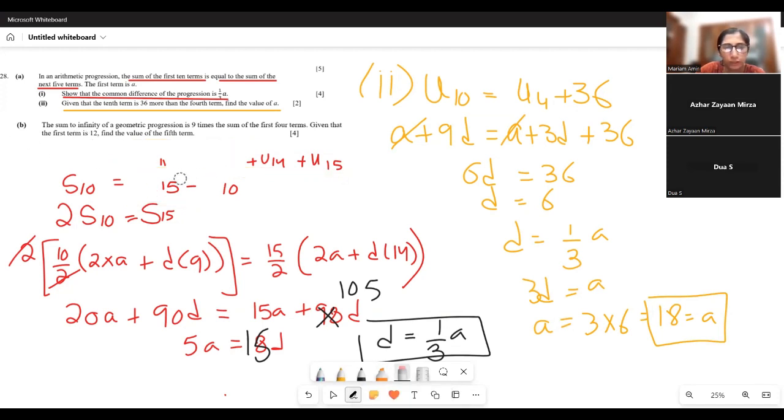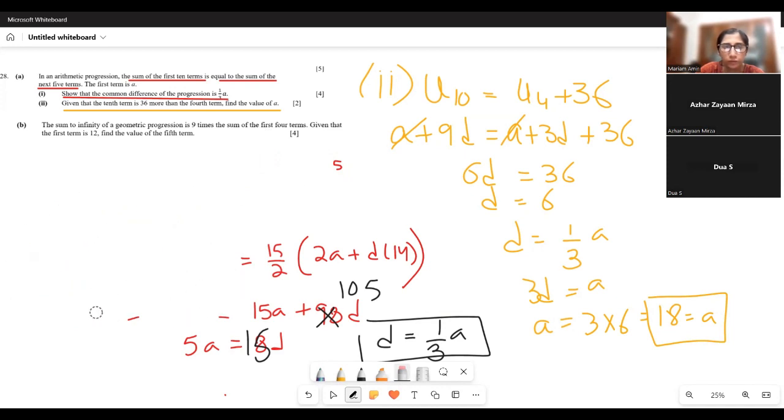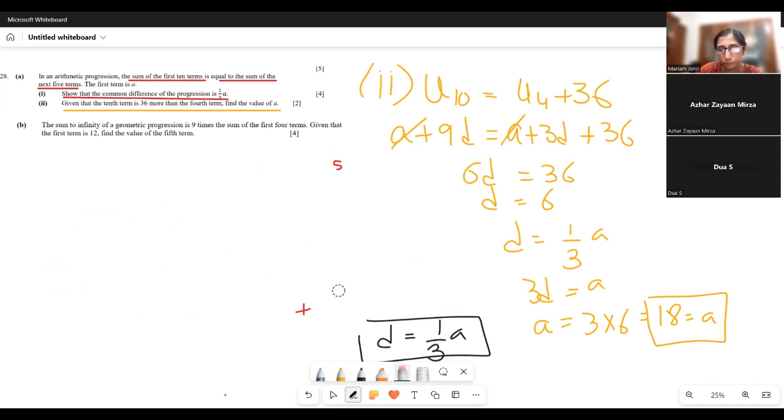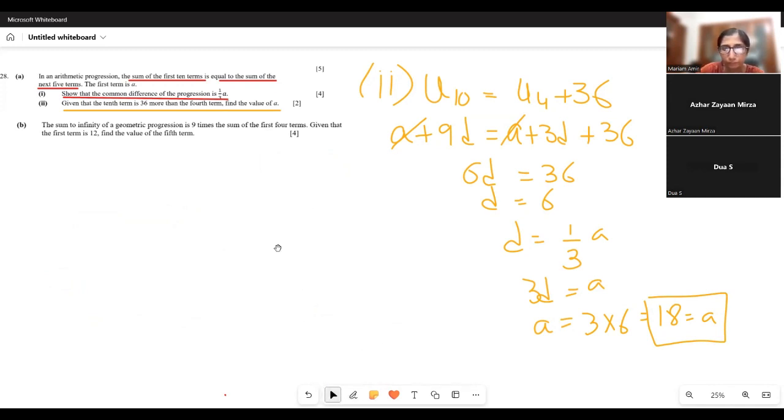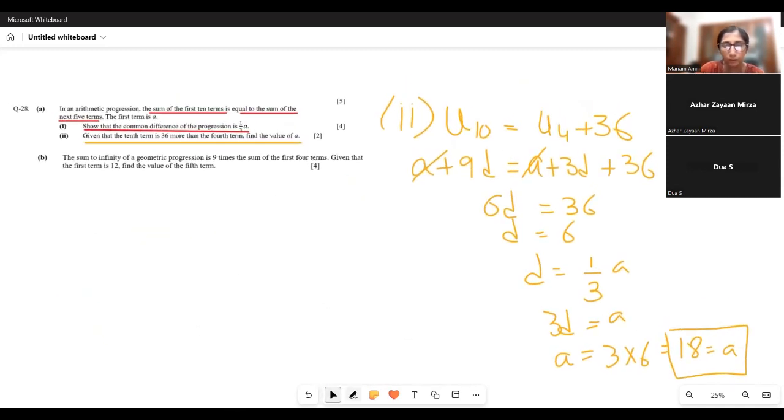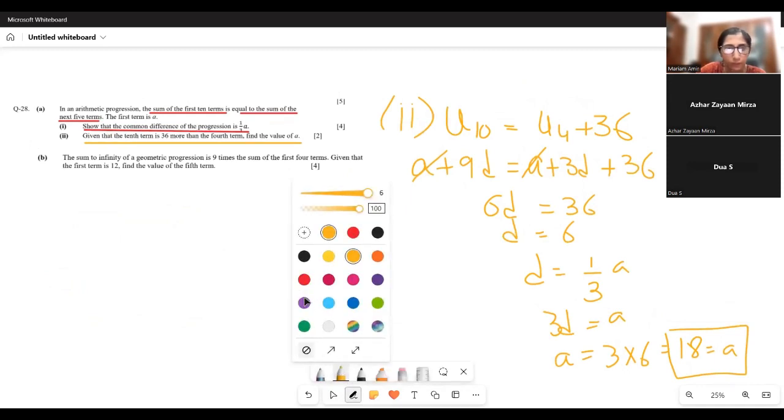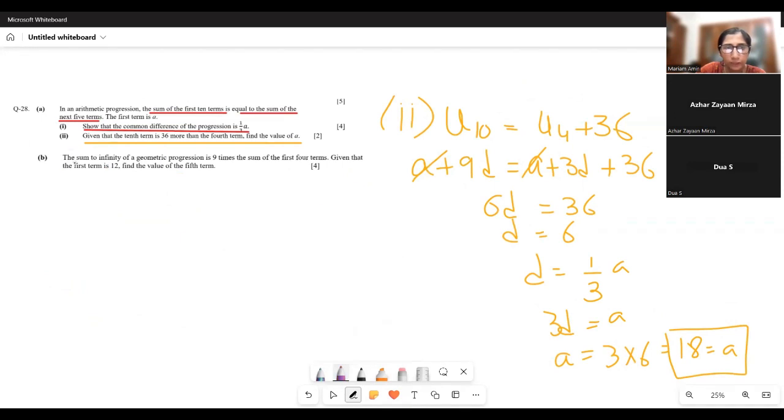The sum to infinity of a geometric progression is 9 times the sum of the first 4 terms. Given that the first term is 12, find the value of the 5th term. Okay. The sum to infinity of a geometric progression is 9 times the sum of the first 4 terms. क्या equation बनेगी ऐसे?